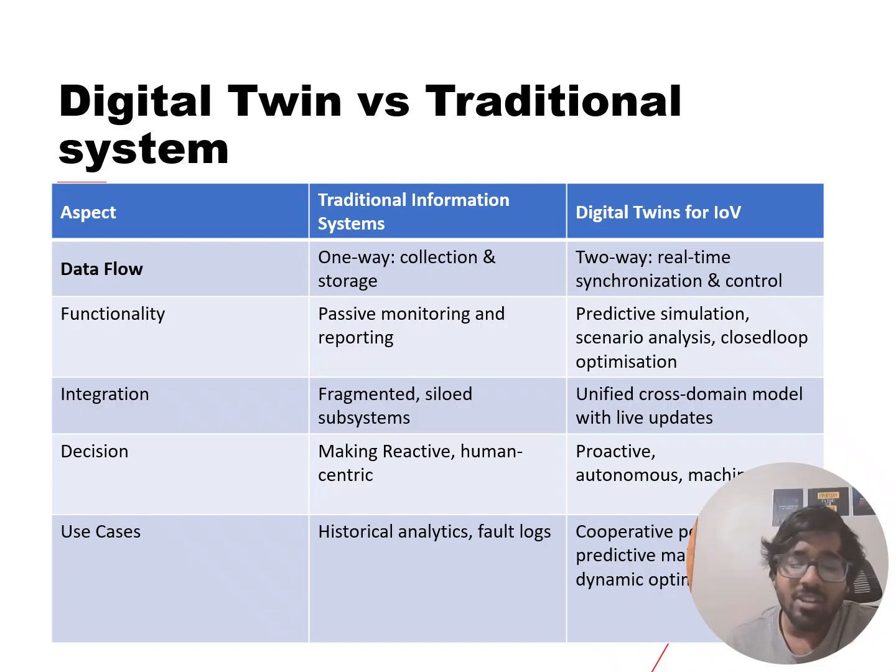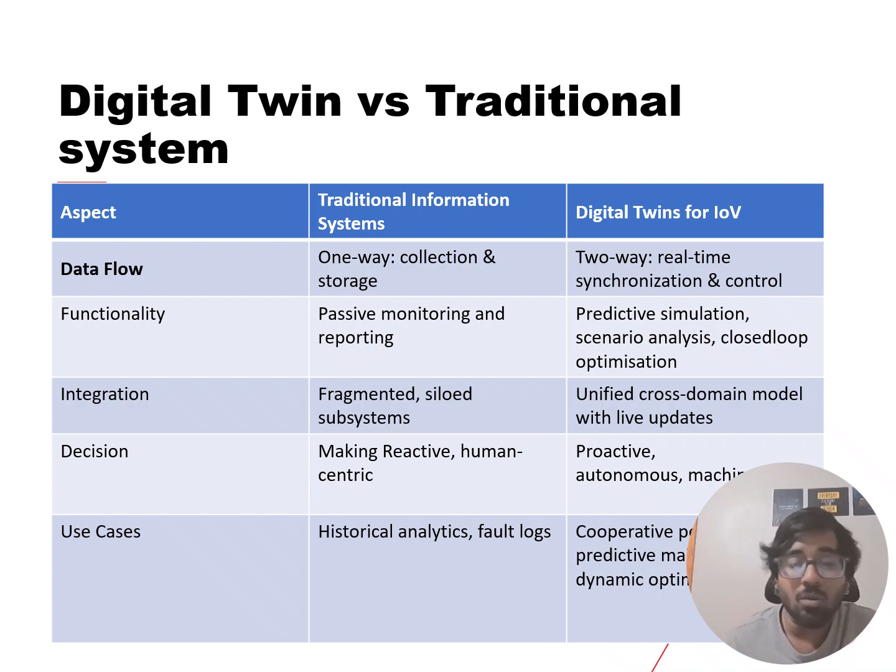The third one is the integration. For the traditional system, it is fragmented and follows subsystems. For example, every bus company might have their own system for routing, gas, infrastructure of their vehicles and so on, but they are not shareable. But for the digital twin, all the vehicles and the infrastructure are connected with each other, so we can do the analysis. So it is unified. That's why it is called a unified cross-domain model with live updates.